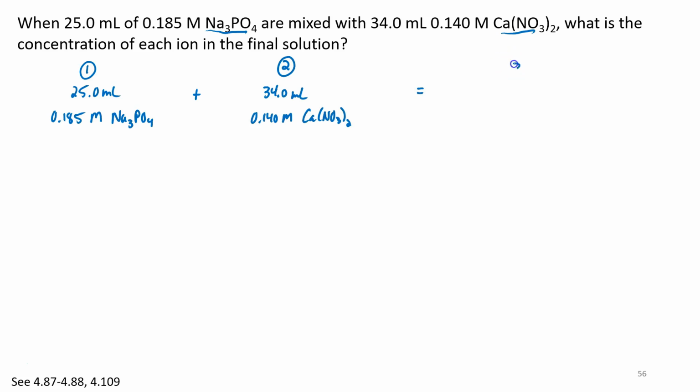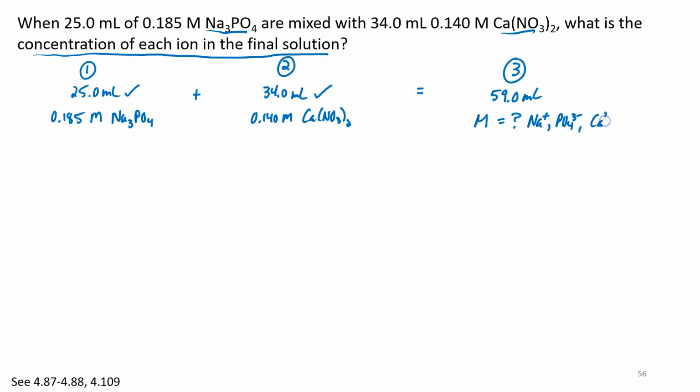I'm picturing a beaker, beaker number 3. Well, it has a total volume of 25 plus 34. That'll be 59.0 milliliters, and they want to know the concentration of each ion in the final solution. So that's this solution. In other words, the molarity equals what? And what are all the ions that we could have? Well, there could be sodium, there could be phosphate, there could be calcium, and there could be nitrate. So what are the molarities of these ions in the final solution?